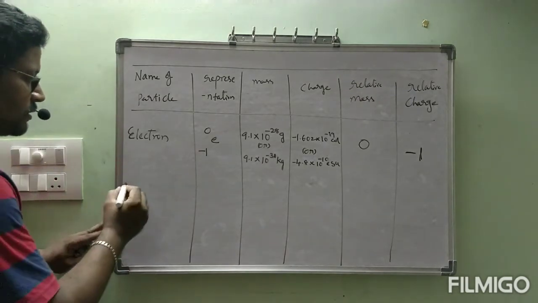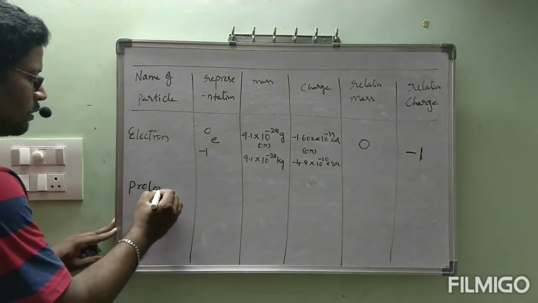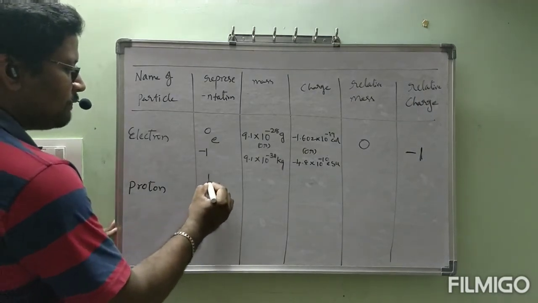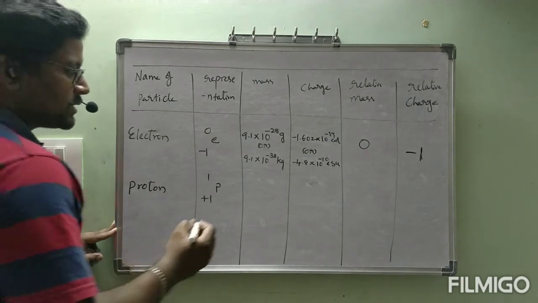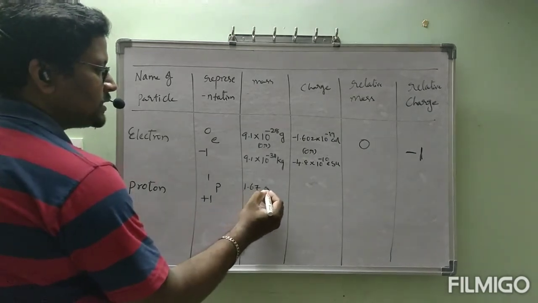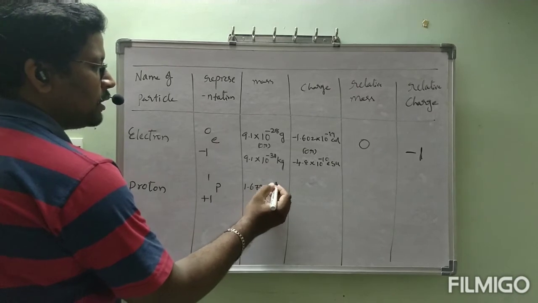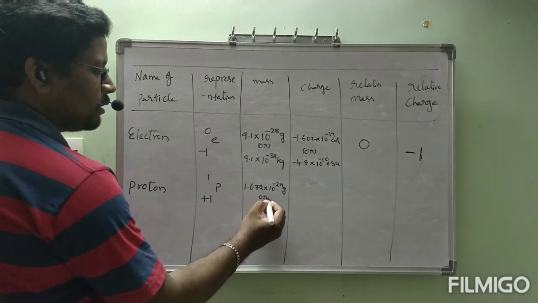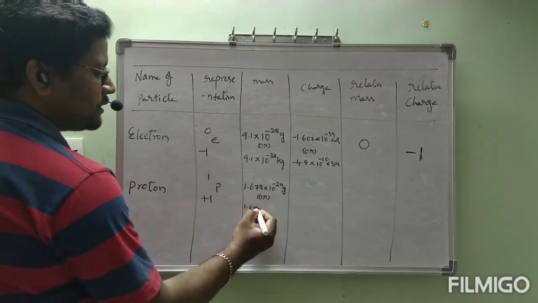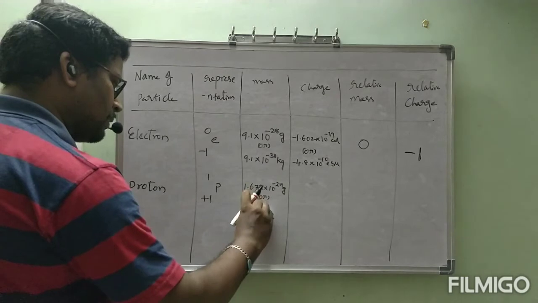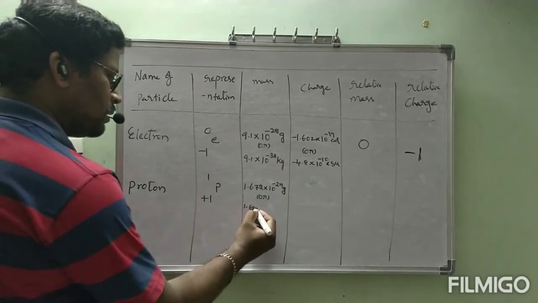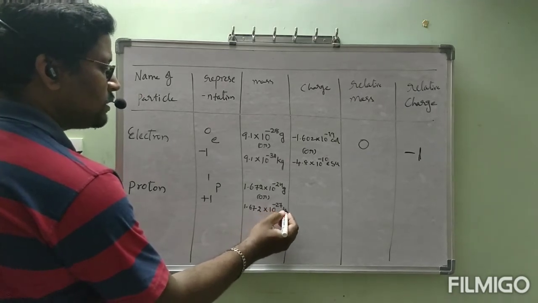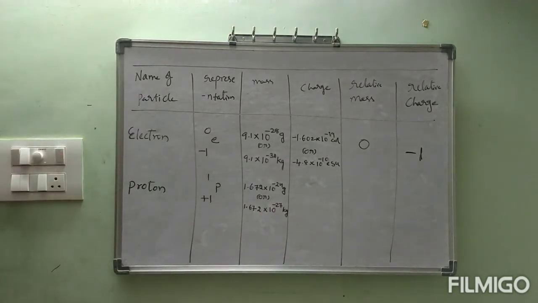Okay, next, second one, proton. Proton representation +1P1, mass 1.672 into 10 power minus 24 grams or 1.672 into 10 power minus 27 kilograms. I think it is clearly appeared for you.